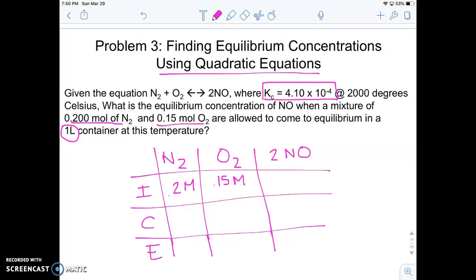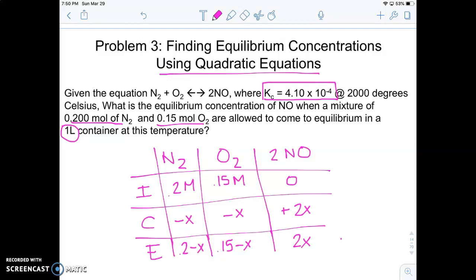And just like every other problem we've done, we always start off with no products because we didn't make them yet. Now my change, my reactants are going to go down. My products are going to go up because there's 2 moles of NO, so they're going to go up by 2x instead of just x, okay? And then at equilibrium, you take your I and your C and you smush them together. So at equilibrium, the concentration of N2 will be 0.2 minus x. Oxygen will be 0.15 minus x. And NO will be 2x.